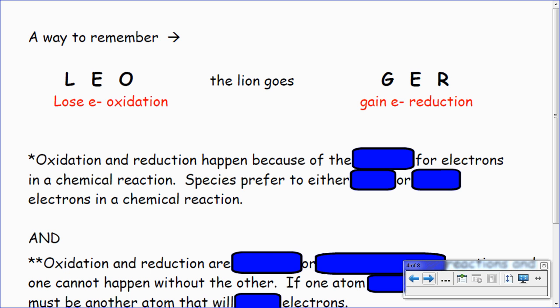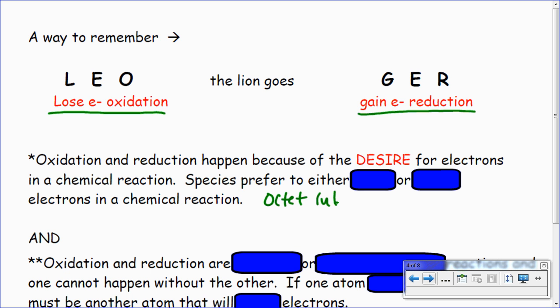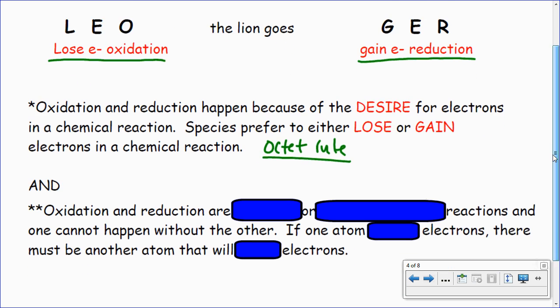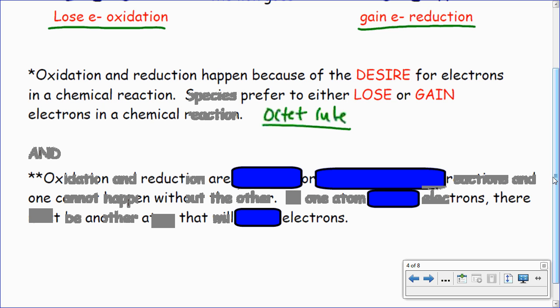Lose electrons equals oxidation, right there. Lose electrons, that's oxidation. Gain electrons, that's reduction, right there. Oxidation and reduction happen because of the desire for electrons in a chemical reaction. We called this the octet rule, the desire for electrons. We wanted to make sure that all of our elements had 8 electrons in their valence shell. And so oxidation reduction occurs.